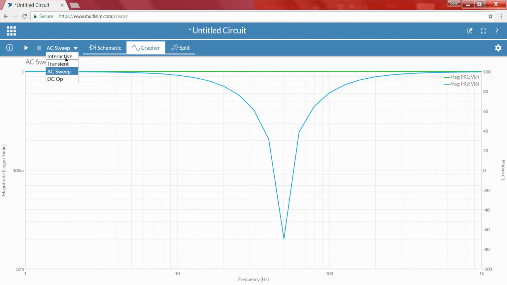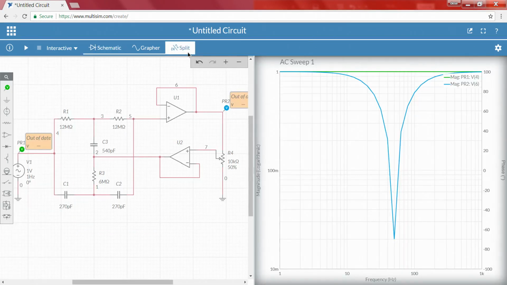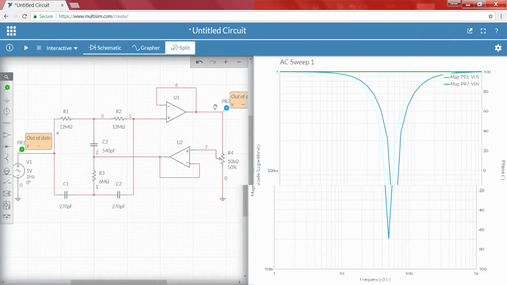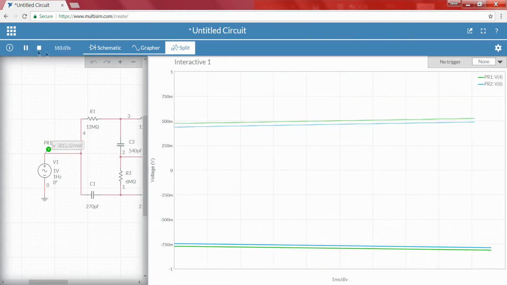Rather than going to AC sweep, we will go to interactive and change the frequencies slowly from 1 hertz up to 100 hertz, which is more than enough, and we will put it in split mode. Now, if we observe, let me run. Right now it is 1 volt, 1 hertz.